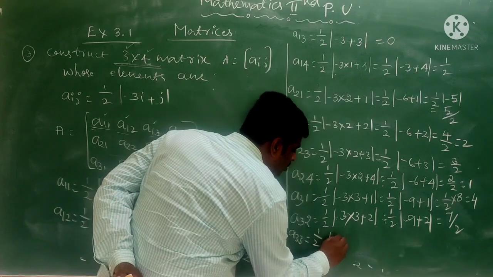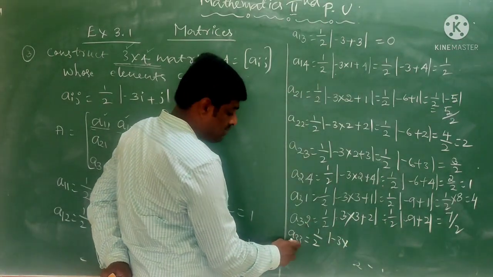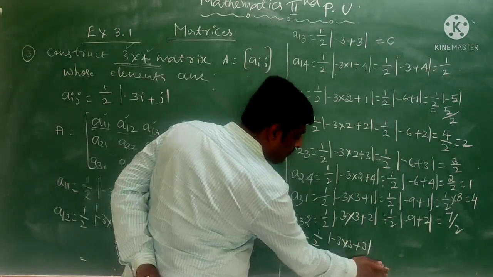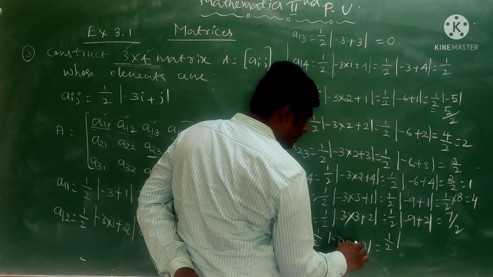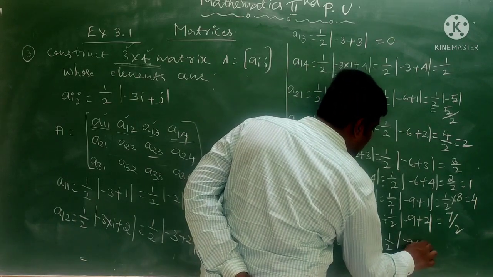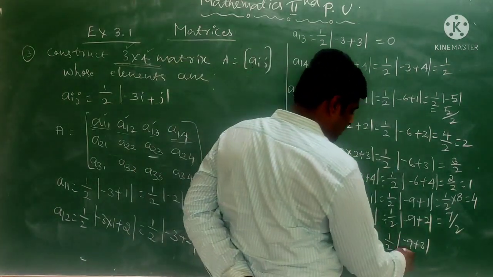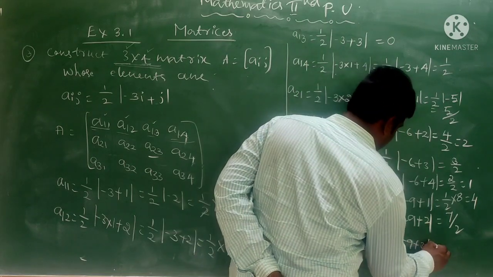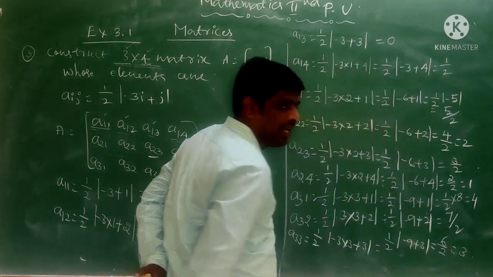1 by 2 minus 3 into I value is 3, J value is 3 plus 3. So that is 1 by 2, 3 3s are minus 9 plus 3, minus 9 plus 3 is minus 6. Modulus of minus 6 is plus 6, that is 6 by 2, that is 3.